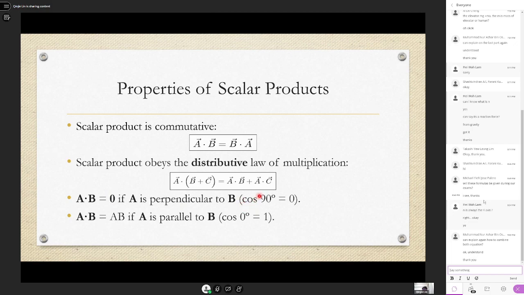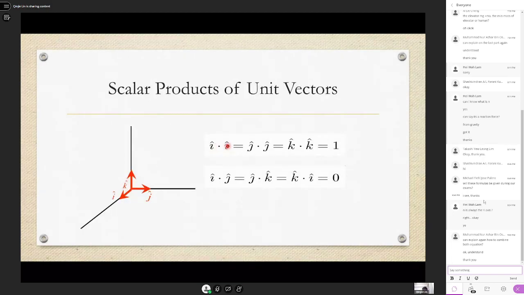Why? Because if you put it back into the formula, if it's perpendicular, the angle will be 90, correct? And cosine 90 is equal to 0. That's why A dot B will be 0. The other scenario is A dot B will just be the magnitude of A times B if A is parallel to B. If they're in the same direction, the angle is 0. When you do cosine 0, that is the max that you can get, 1. So it's equal to the product of the magnitudes. Because of that, if you dot a unit vector with itself, like i dot i in the same direction, you get 1. But if you dot it with another unit vector in another direction, no matter how you dot, because they are perpendicular, it always comes to 0.